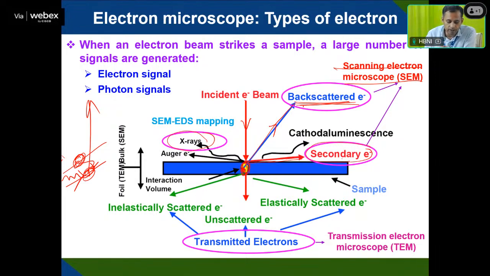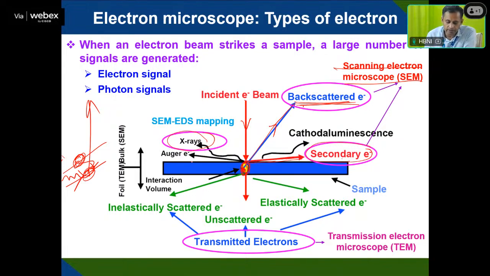energy dispersive spectroscopy, where you can sort the X-rays wavelength-wise or energy-wise, and use them for chemical composition analysis. For example, if you have a zinc oxide sample, you can get zinc K alpha and oxygen K alpha, and you can identify their percentages using this X-ray EDAX facility.